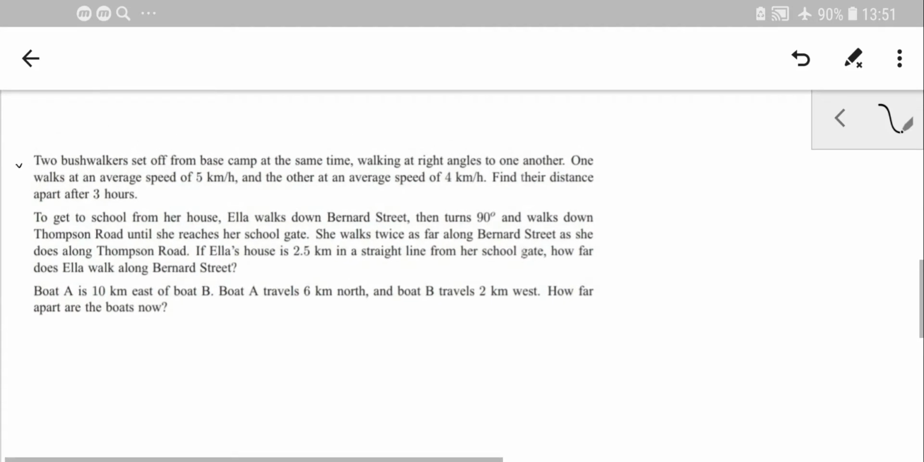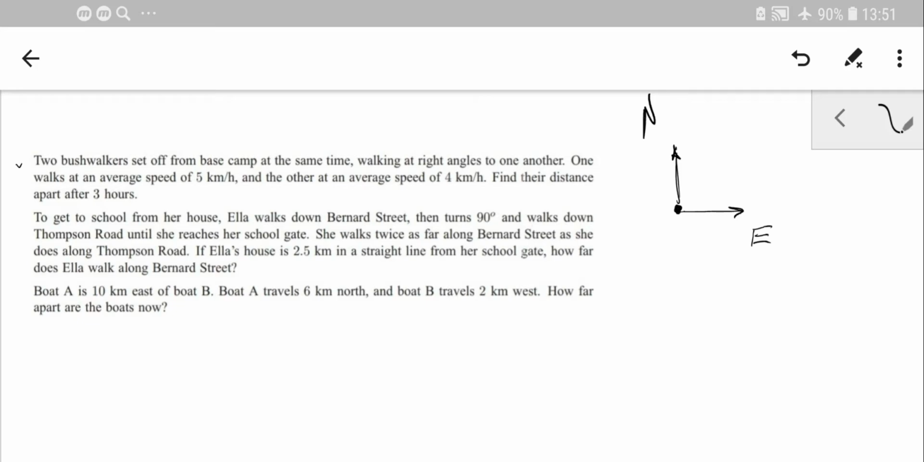So let's say we have a starting point and two persons just setting off from this base and walking at right angles to one another. Let's say one is walking towards north and another towards east, right? One walks at an average speed of 5 km per hour and the other at an average speed of 4.